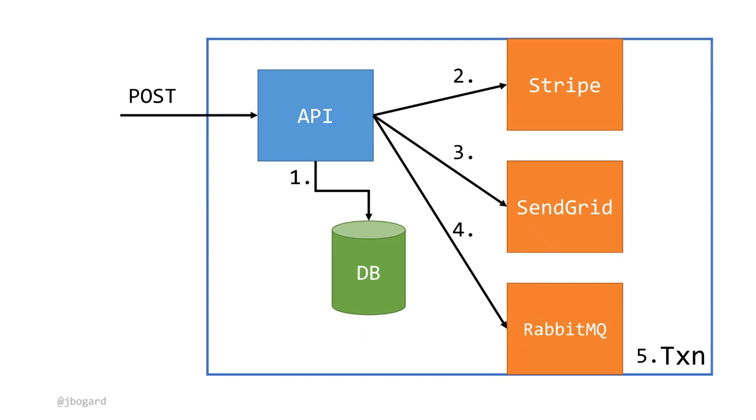Well, no, because we can't do this. We can't put Stripe in a transaction. We can't put SendGrid in a transaction. And we certainly can't coordinate transactions between all of these different things. Really, really smart people have tried to do this. They've tried to wrap multiple resources in a single transaction. There are academic papers and PhDs dedicated to the subject.